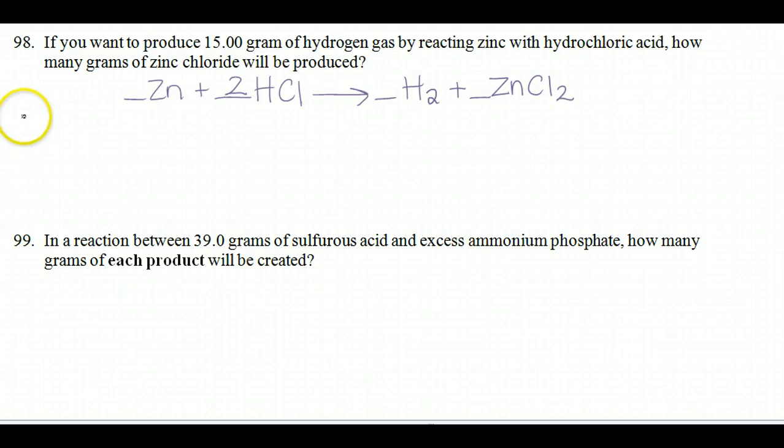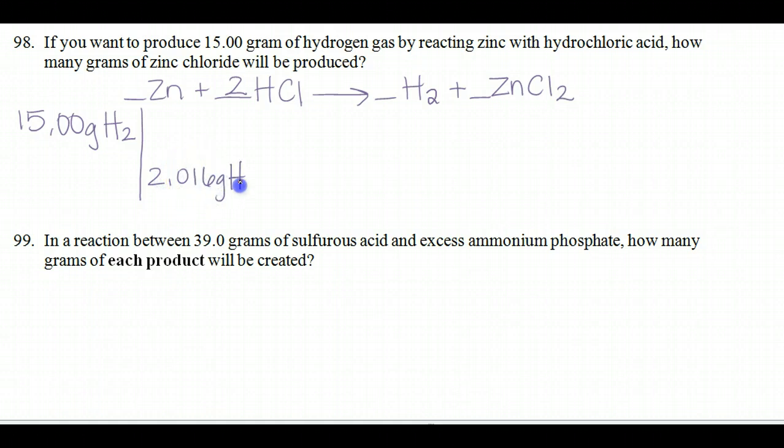Again, always starting with what we know about in the question, which here is our 15.00 grams of hydrogen gas. Okay, so that means diagonally I'm going to have grams of hydrogen gas, and therefore I know that there are 2.016 grams of hydrogen gas per 1 mole. Okay, that's our molar mass for hydrogen. Remember, we need to take 2 times 1.008 because of that little subscript 2.